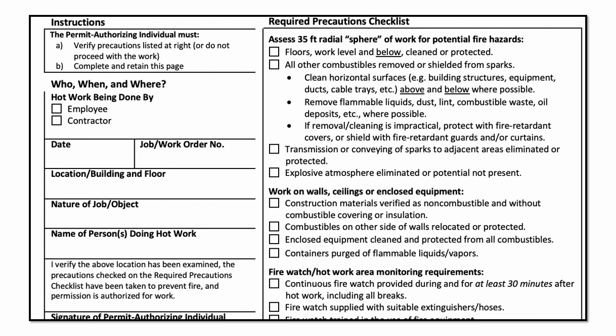This is just another part of that hot work permit. You can see it has instructions, who's going to be doing it, the date, location, nature of the job, and your signature to verify. It's going to go through the required precautionary checklist that you have to fill out. Make sure that you are protecting everybody: yourself, the environment, any kind of property, things like that.